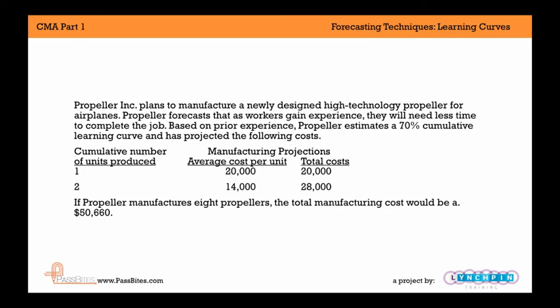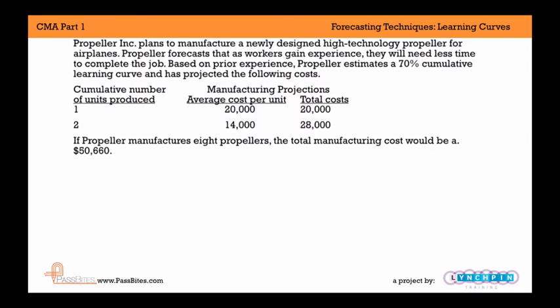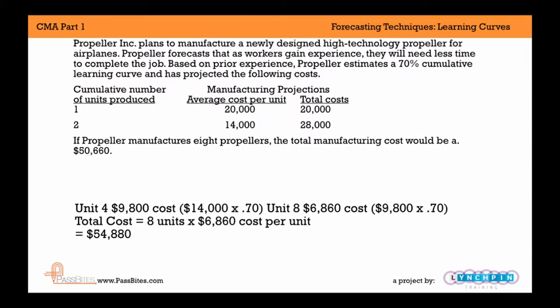Here we know the time required for the first unit or second unit, and we will now be looking at the fourth and the eighth unit. So what will happen is the time that is required for the second unit, you will multiply it with 70%. It will give you the cost for the fourth unit, which is 9,800, and when you apply a further 70%, it will give you the cost for 8 units, which is 6,860. So the total cost for the 8 units would then be multiplying this average time on all the units. It gives you 54,880.